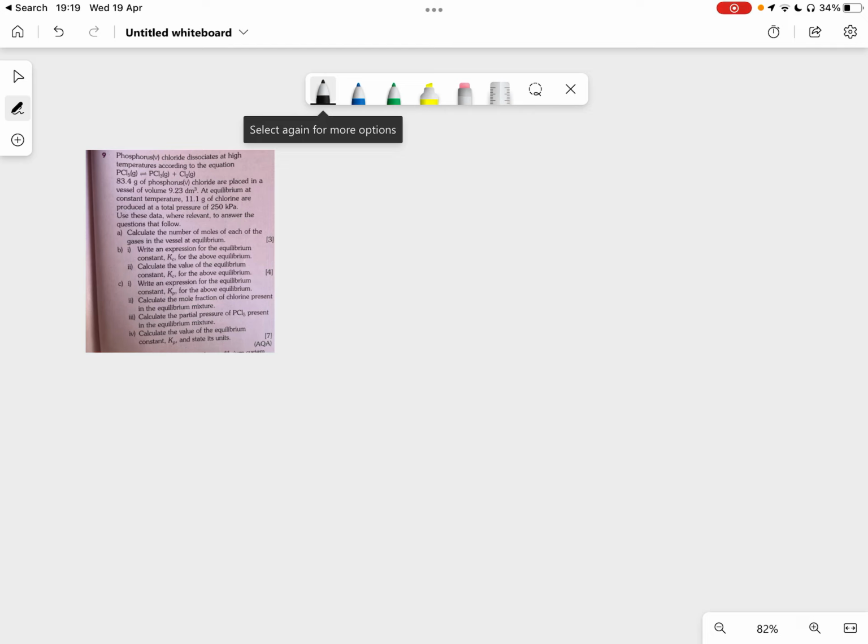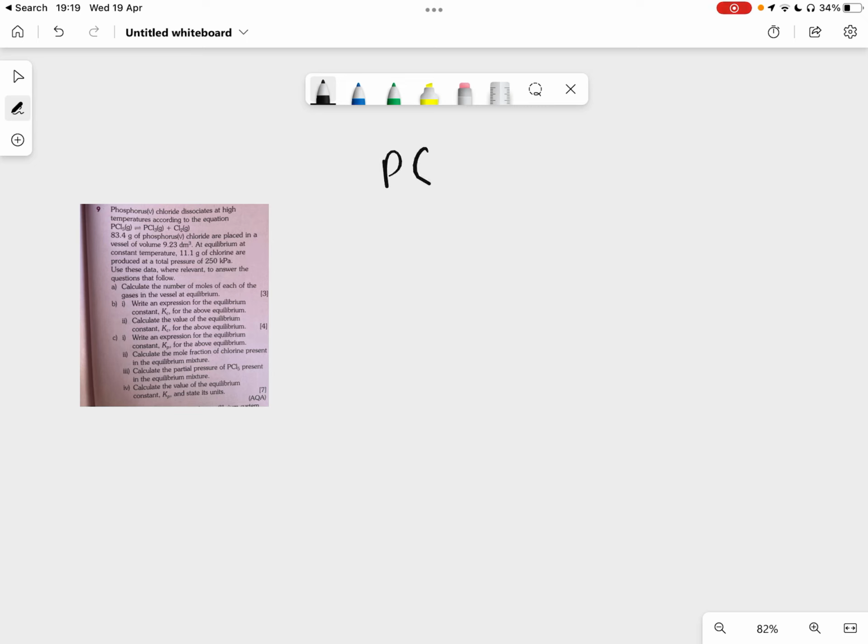So we're told phosphorus pentachloride dissociates at high temperatures according to the equation PCl5 goes to PCl3 and Cl2. We're told that 83.4 grams of the phosphorus pentachloride are placed in a vessel of 9.23 decimeters cubed, and at equilibrium at constant pressure, 11.1 grams of chlorine is produced at a total pressure of 250 kilopascals. Answer the questions. Okay, so I always like to rewrite the question because you can modify it throughout if you need to.